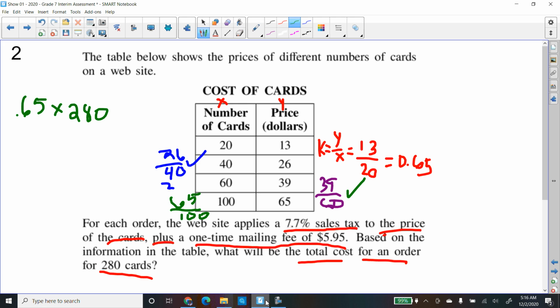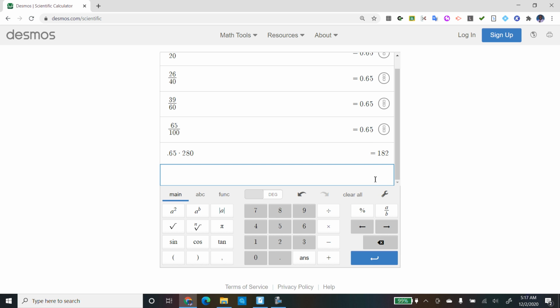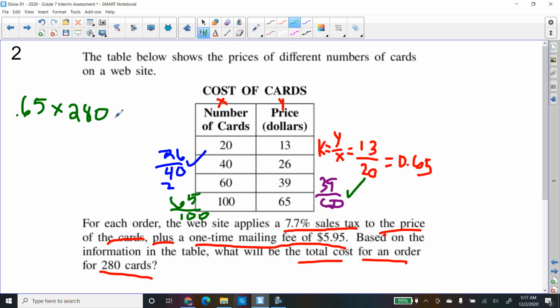So let me get my calculator. 65 cents times 280 cards, that'll give me the price of $182. So it's going to cost me $182 for the 280 cards. All right. So there's my cost.